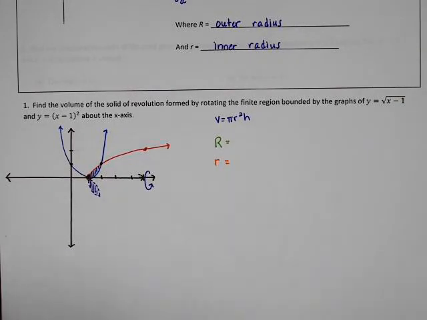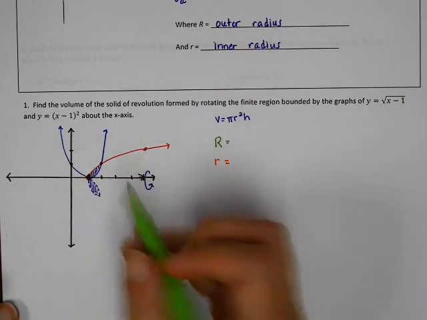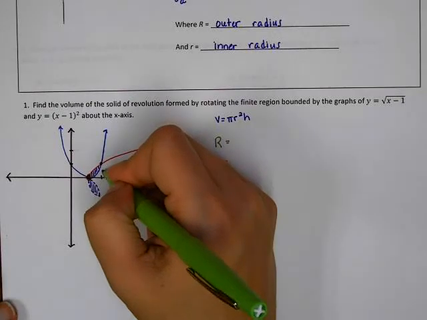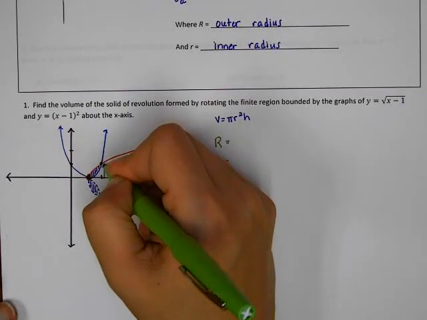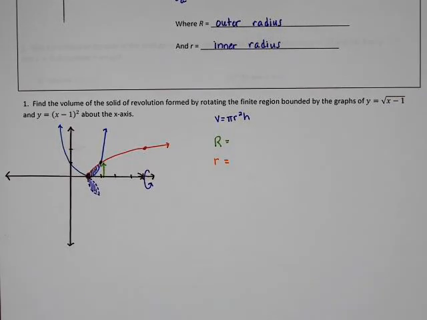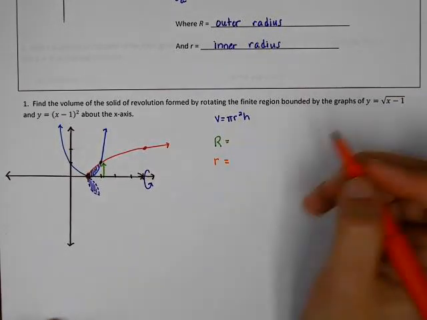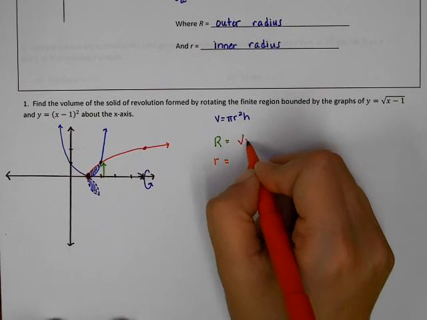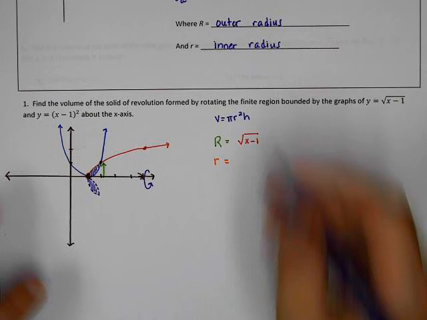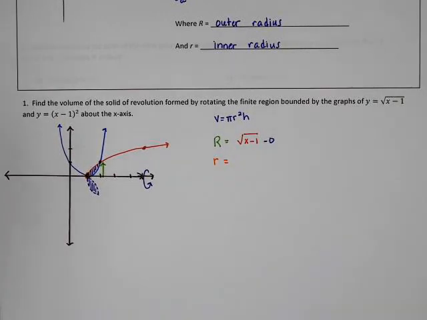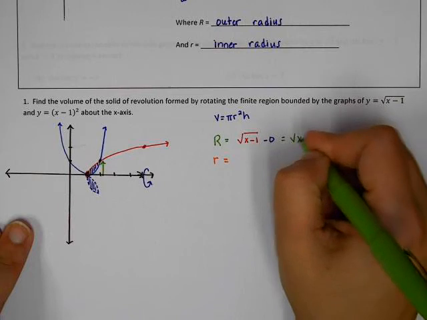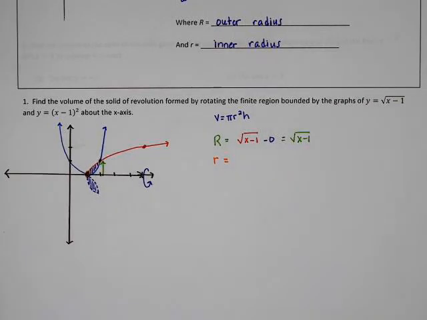The big R in this case would go from the axis that we're revolving around, which in this case is the x-axis, all the way to the outer edge, which is controlled by this red function. So to find our big R, we would do top minus bottom, which in this case would be the red function, square root of x minus 1, minus 0. So the big R would simplify to just square root of x minus 1.